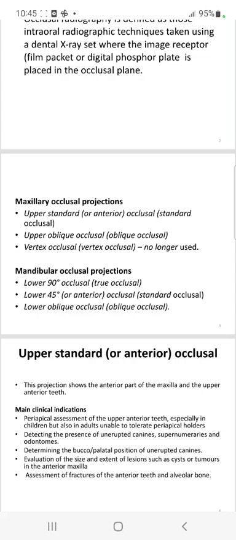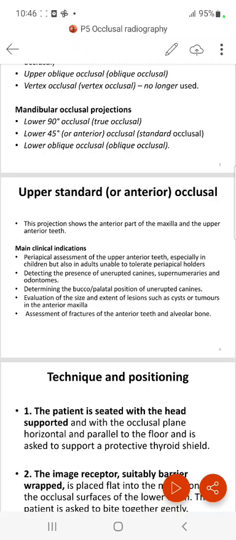There are two types. True occlusal, just like the upper standard one, which is taken lower at 90 degrees to the occlusal plane. The second is the lower 45 degree, the lower oblique occlusal, which is taken behind the angle of the mandible for the submandibular glands and for the third molars. The upper standard or anterior occlusal is taken for the maxilla and upper part of the anterior teeth.